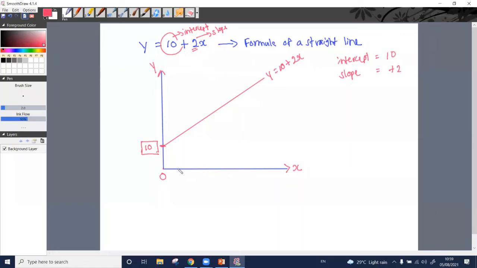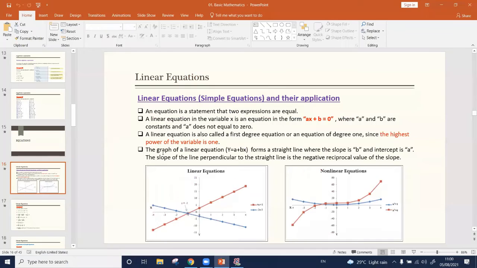When x is equal to 1, what should be the value of y? It is 12. It means if we plotted that, it is 12 here. If we substitute 2 for x, 2 times 2 is 4, 10 plus 4 is 14. This is how we can draw this graph. Instead of x, we substitute figures, and then based on the points, we can draw the graph.